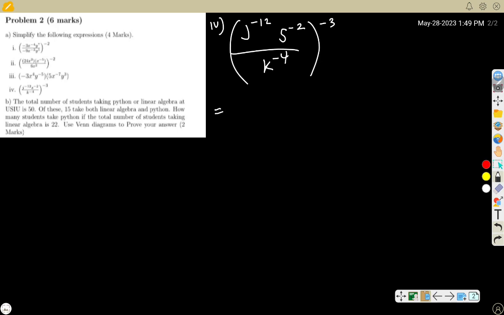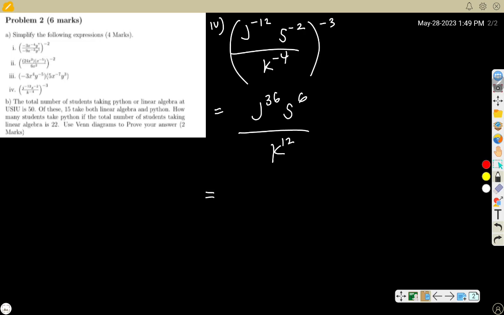So that power 3 will affect everything. So this will be j raised to power 12, and 12 times 3 is 36, j raised to power 36, s raised to power 6, k raised to power 12. That is, this minus 3 will multiply every power here. So a minus times minus is plus.